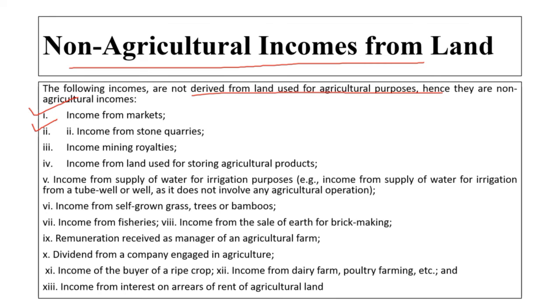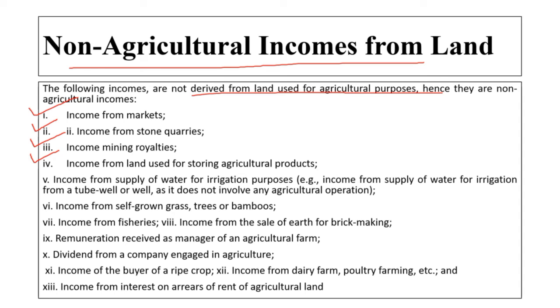Income from mining royalties. The fourth point is income from land used for storing agriculture products. Here we are storing the agriculture product, we are not cultivating there. So we will not get any deduction and it will be considered as non-agriculture income.